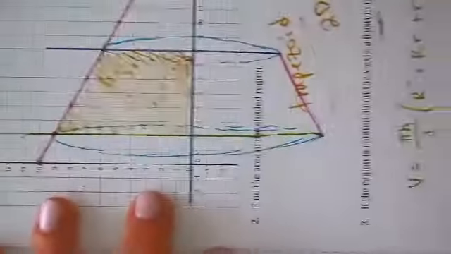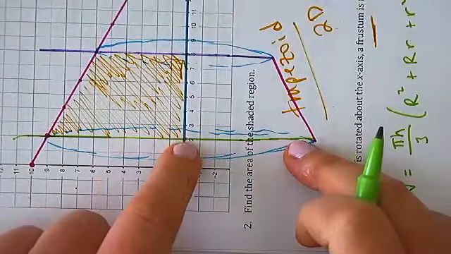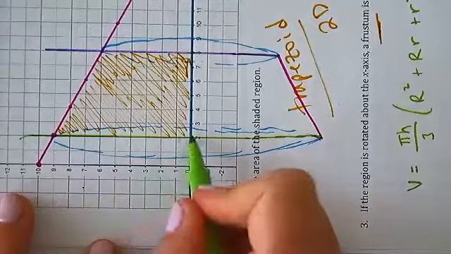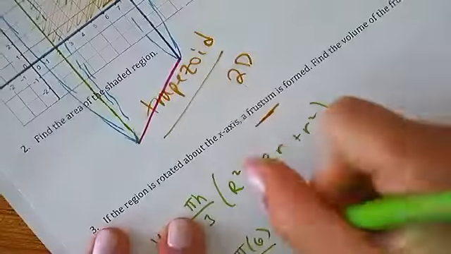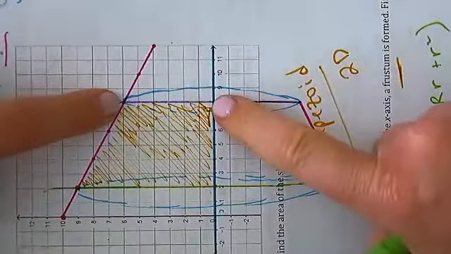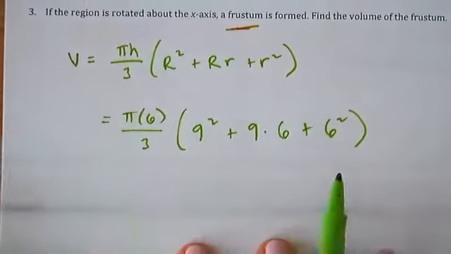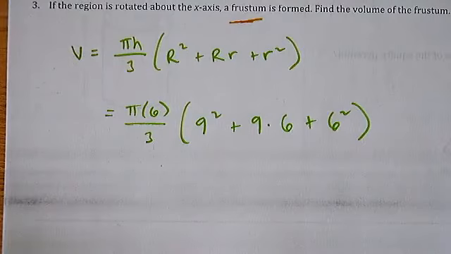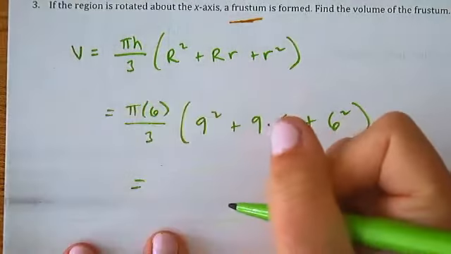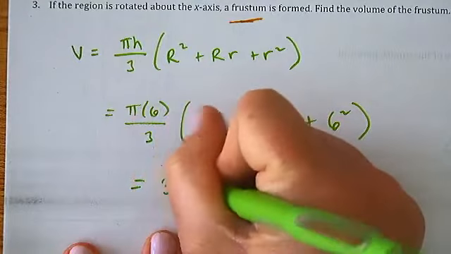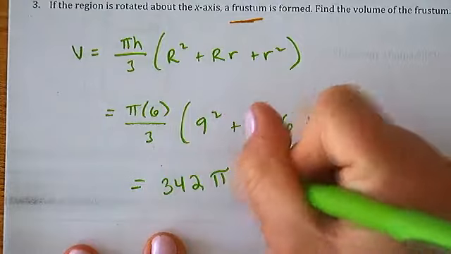My big R is the bigger circle's radius. So from here to here or here to here. And that looks to be 9 units. And then the little circle radius is from here to here, and that's 6 units. So go ahead and simplify that out, and let's see what you got. Did it correctly? The volume of this frustrum is 342 pi. And you can put units cubed.